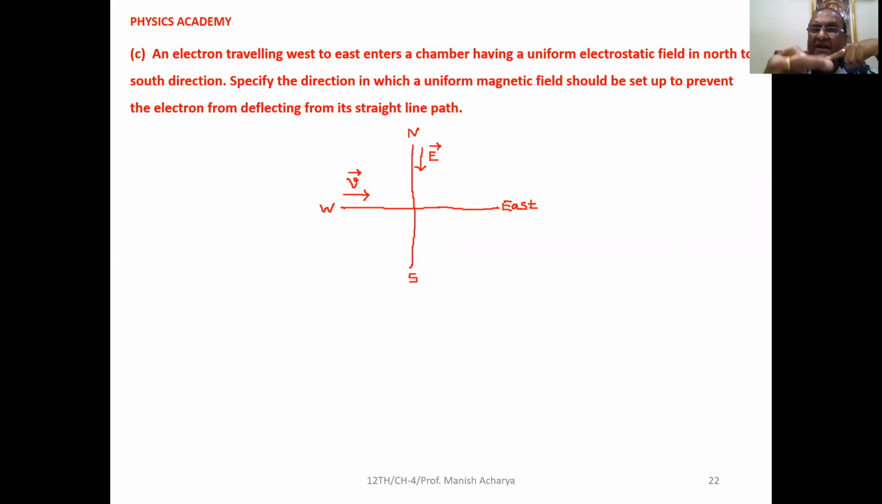So if the magnetic field is vertically upward, which implies perpendicular to the plane of paper in the outward direction, then the electron will experience the force in the downward direction. And now if these two forces, due to the electric field and due to the magnetic field, are balanced, then it will move undeflected. Clear to all of you?